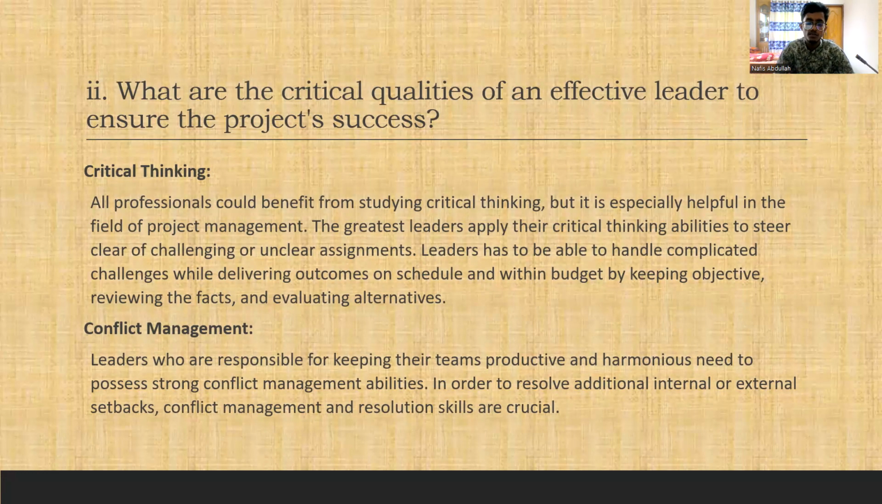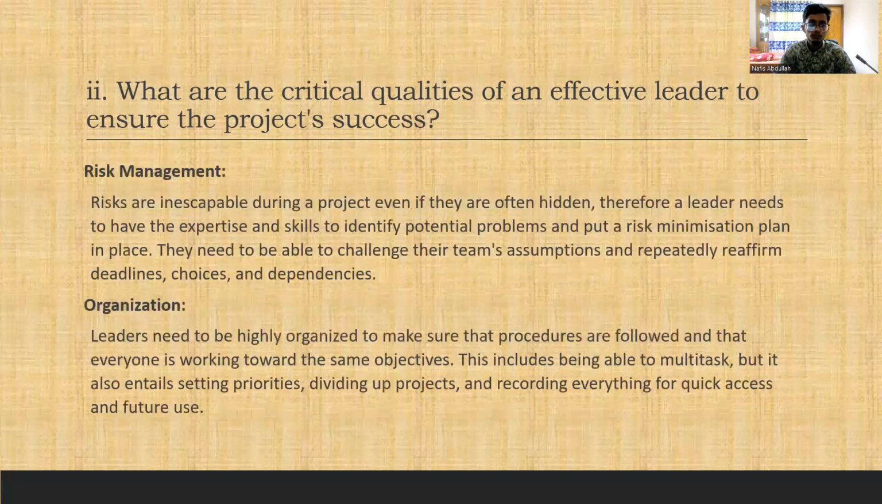Next is conflict management. Leaders who are responsible for keeping their teams productive and harmonious need to possess strong conflict management abilities. In order to resolve additional internal or external setbacks, conflict management and resolution skills are crucial.